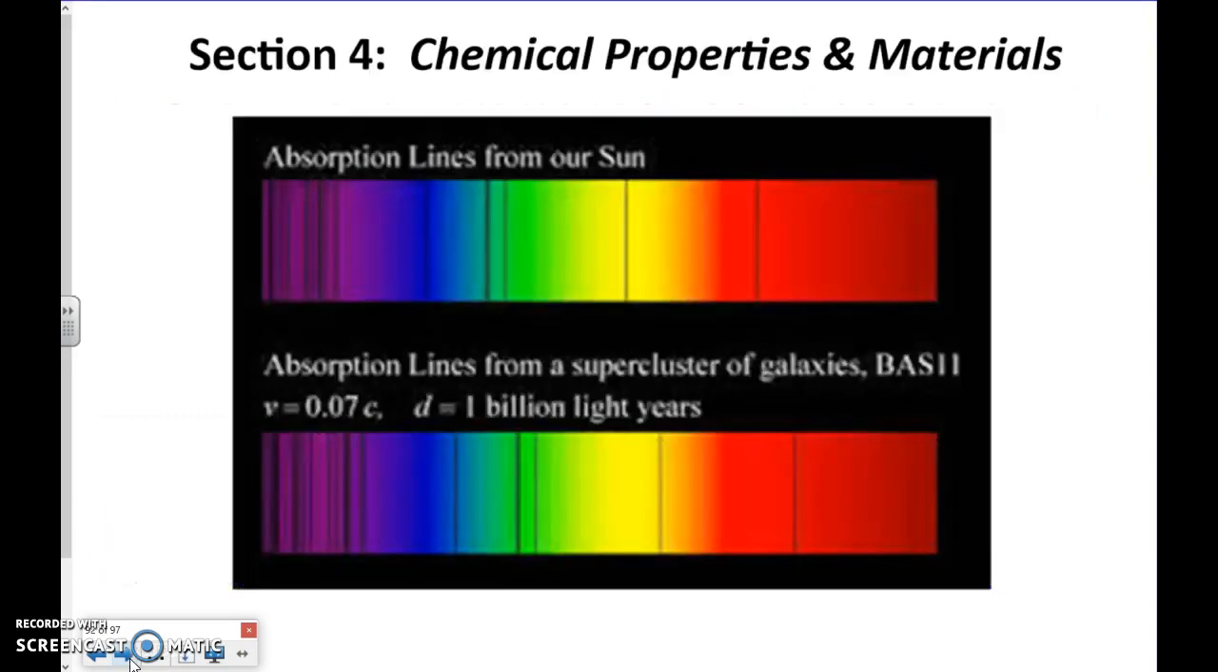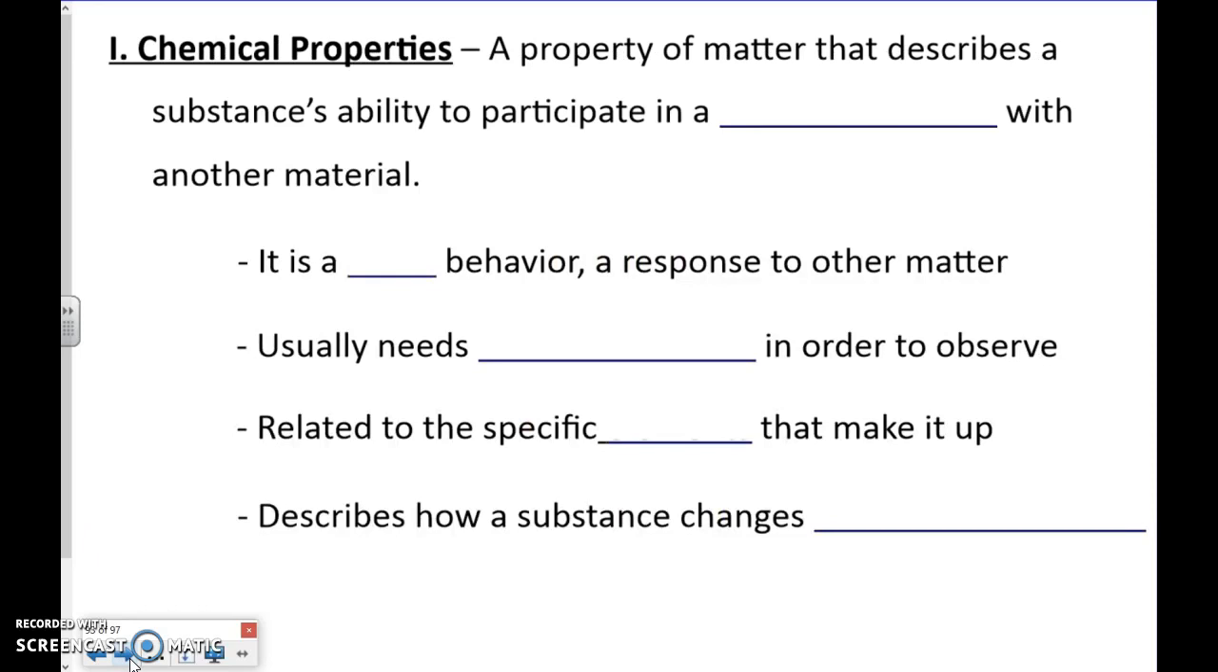Right now you should go ahead and have your section 4 notes in front of you. Chemical properties and materials. You see a picture of what we call a spectrograph of helium. The top you see from the sun, and another one in comparison below it, and we'll talk about what that means in a minute. Let's go ahead and start with the first section.